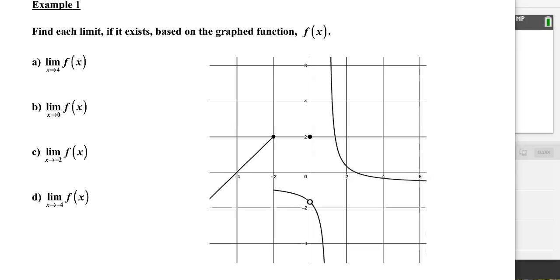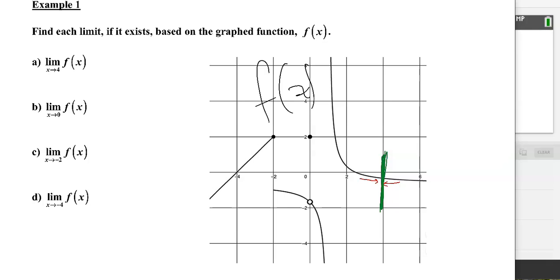So find each limit, if it exists, based on the graphed function f of x. They're telling us this is f of x right here. I like to write on my graph so that I remind myself as I'm taking tests and assessments. The first part is the limit as x approaches 4 of f of x. So I'm getting really, really close to that x value right there. I need to approach the same y value from both sides. Whatever y value I approach from both sides is my limit.